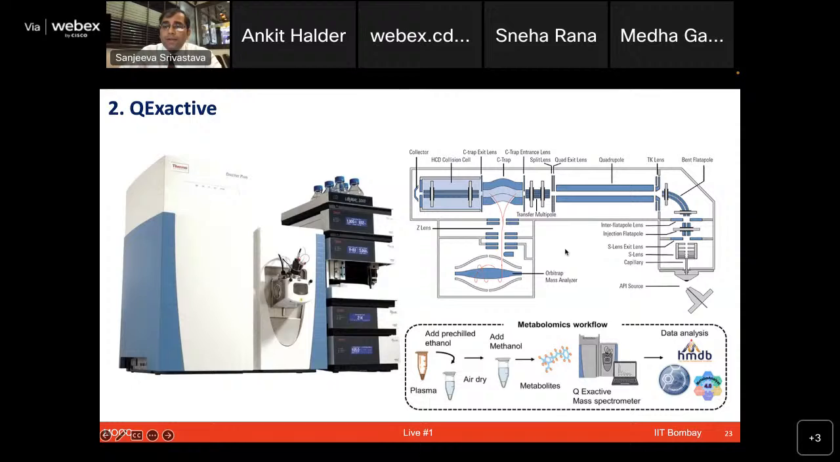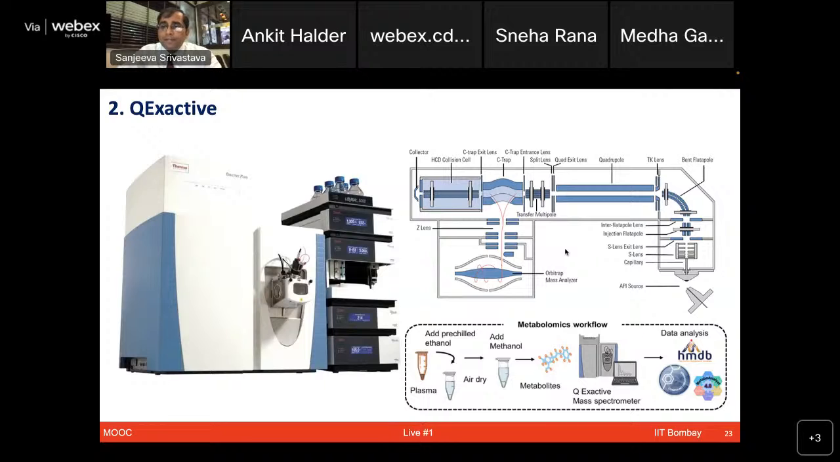So the next technology we are talking about is the Q Exactive mass spectrometer, which is a hybrid mass spectrometer. What we just showed you, the most advanced mass spectrometer, one of the best in the world right now, is the Orbitrap Fusion. The next instrument we are going to talk about, the Q Exactive, is a hybrid instrument which contains two different types of mass analyzers, the quadrupole and the Orbitrap.